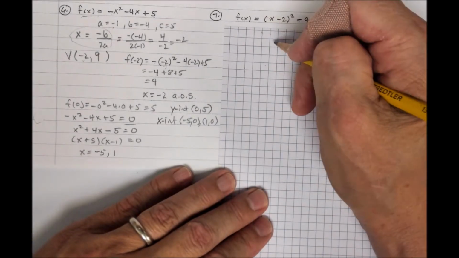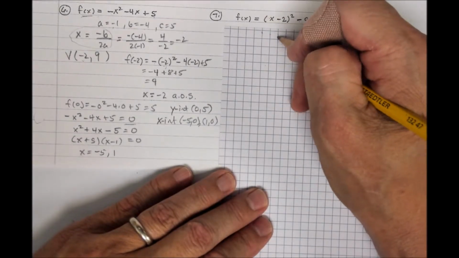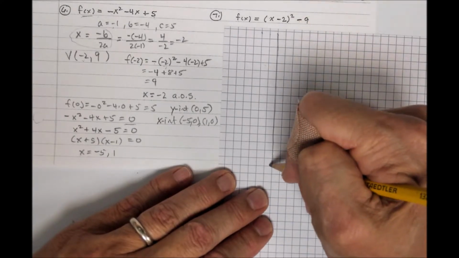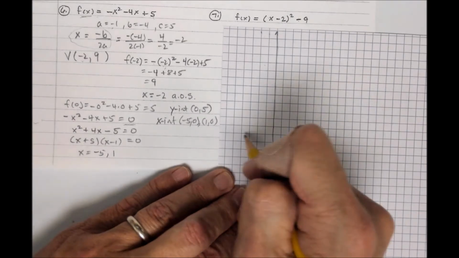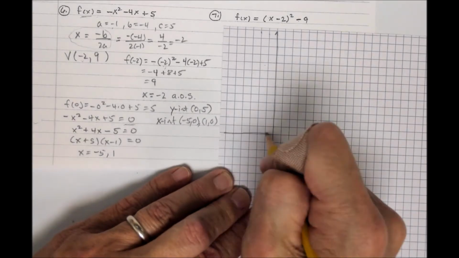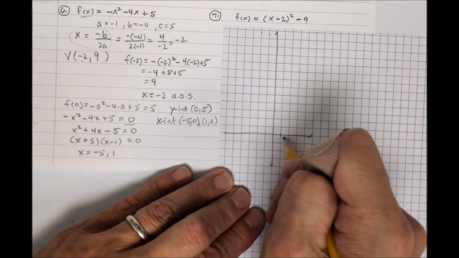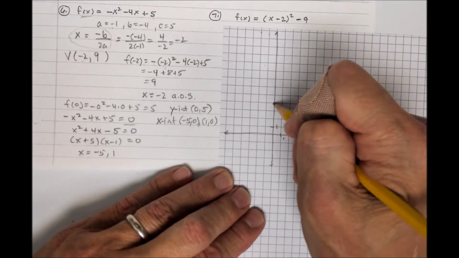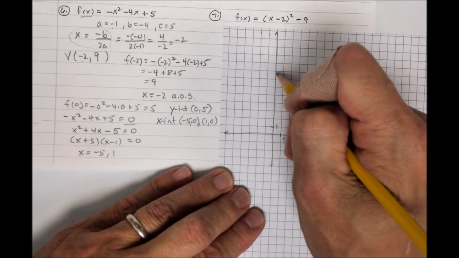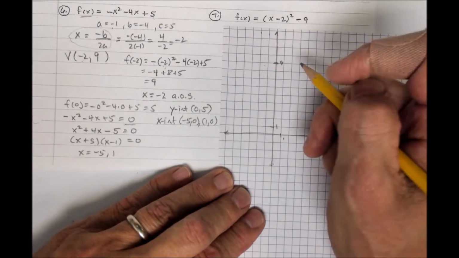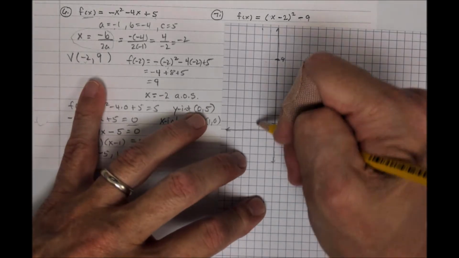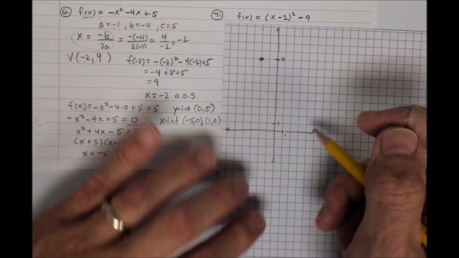Let's see, negative 2, 9 is my vertex, so it's kind of up there. I'm going to make a little bit longer one there. Alright, let's see, something like this maybe. Here's 1, here's 1. 1, 2, 3, 4, 5, 6, 7, 8, 9. Here's 9. And my vertex is negative 2, 9. I know it opens downward.